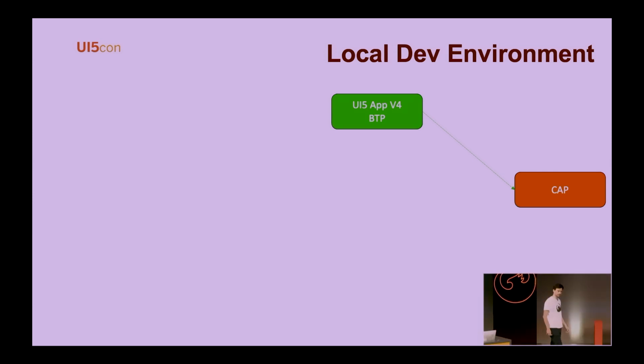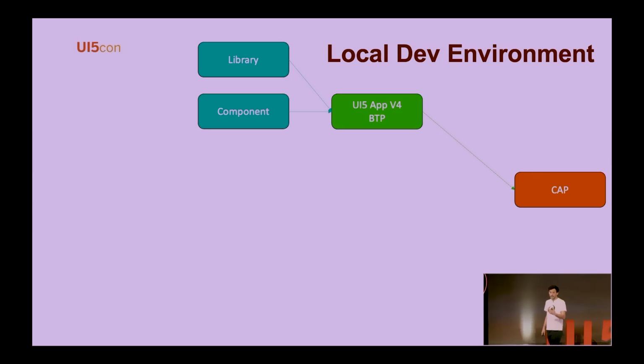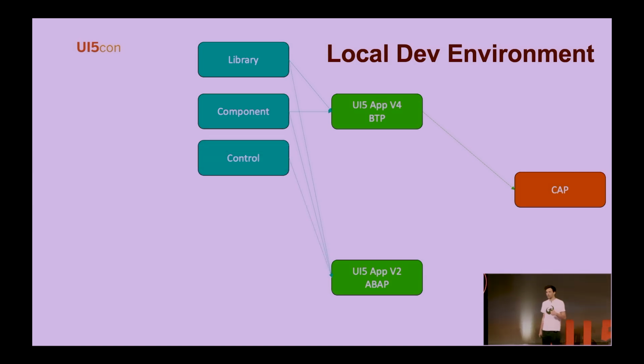Also the UI5 apps. So I used an OData v4 service in the CAP, and then usually have components and libraries. So I created the library with the easy-ui5 generator, just a simple control in there that I used. Then I created a component, and both of them I connected to the UI5 application. Then in the next step, I also want to target a little bit more towards ABAP. So I created a v2 application, and I also connected a library and a component in there, and I created another control, just a really simple control in the same repository.